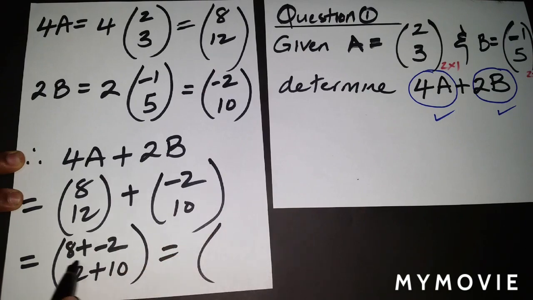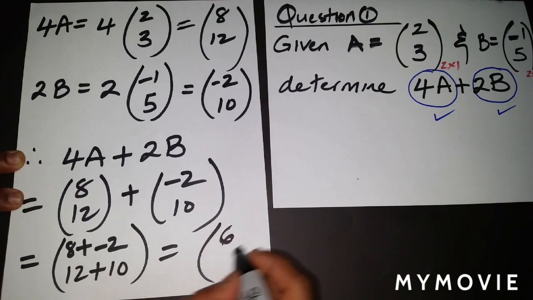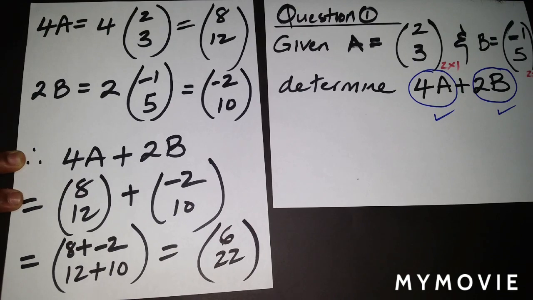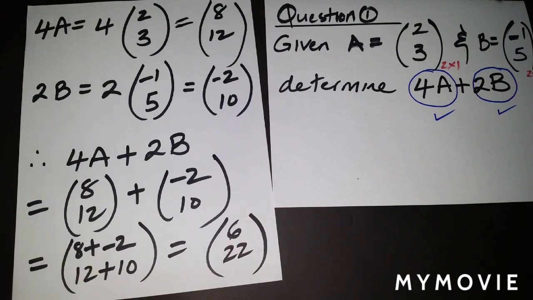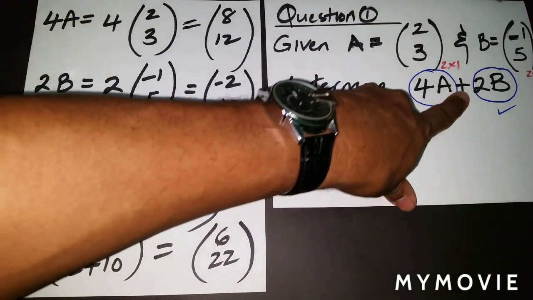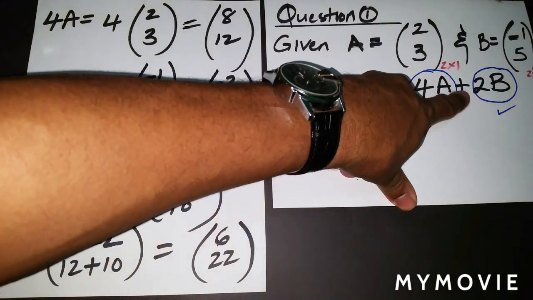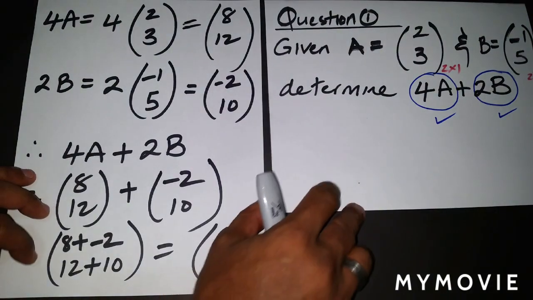So your final answer would be 8 plus minus 2 is the same as 8 minus 2. That would give you 6. And 12 plus 10, that would give you 22. So it therefore means that 4A plus 2B would give you a result of 6, 22. It's as simple as that. So the recommendation really is for you to do the individual pieces, and then you do whatever that is here, whether it is addition or subtraction. So that would be the solution to question 1.